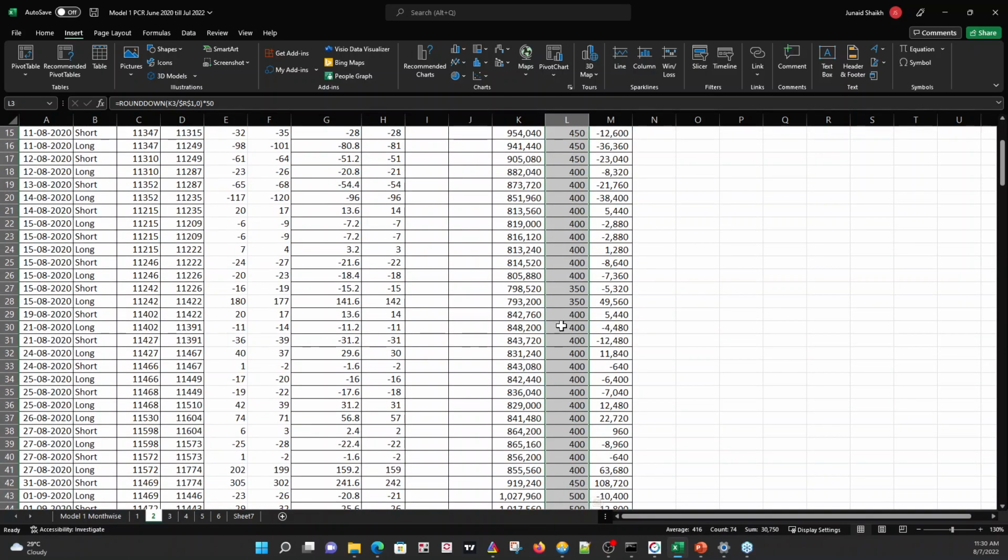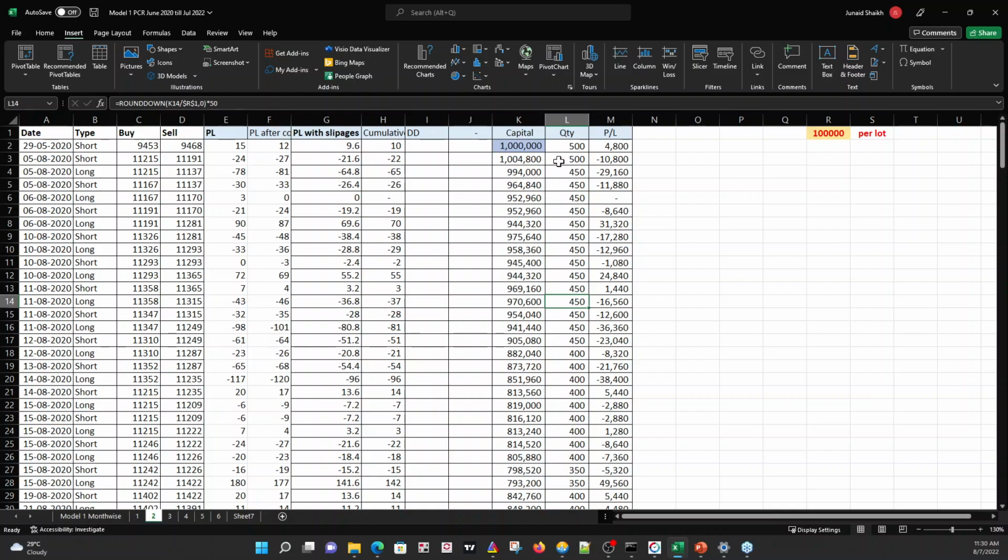Now let me show you, this is important, right? The drawdown period. The reason why we have to reduce the lot size also is to keep the total risk in check. See, remember, you started with 20 lakh.